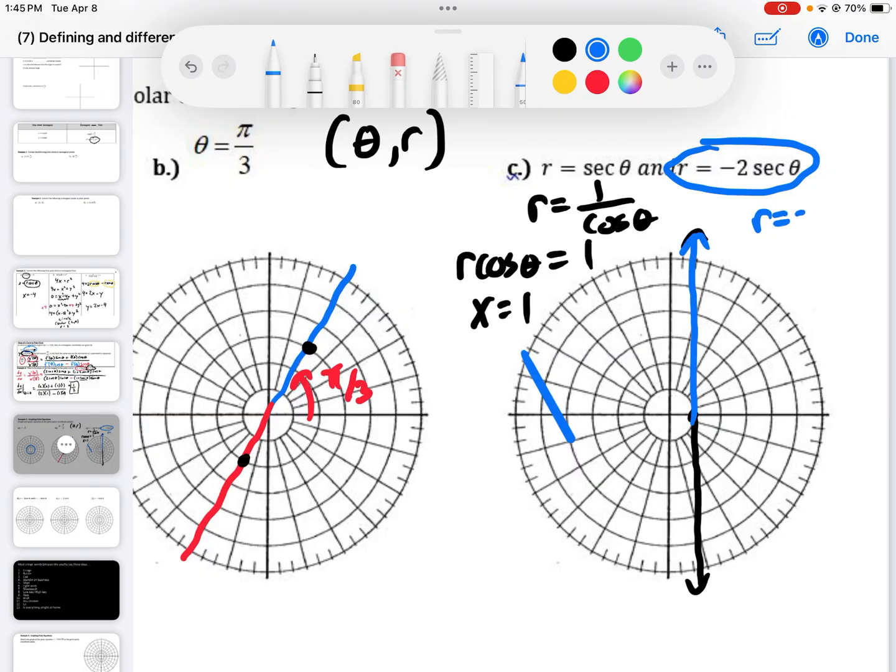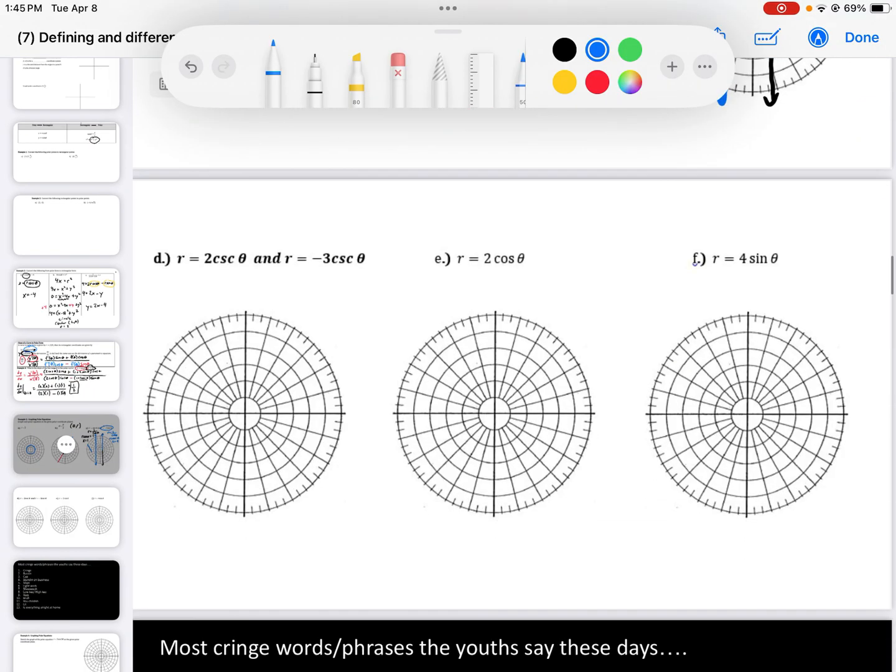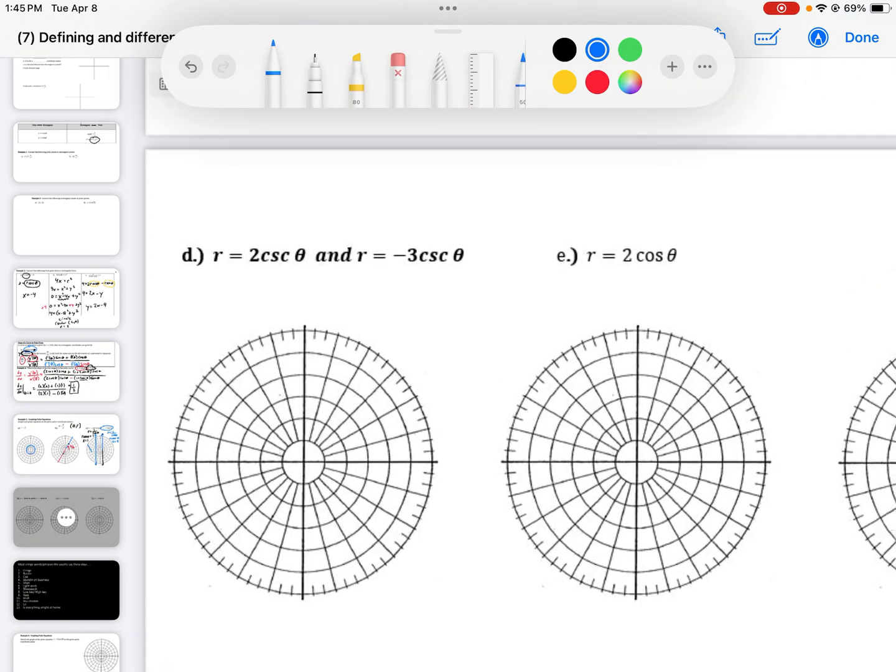X is 1. So the next one, if I want to graph this, I'm going to say, okay, r is equal to -2 secant. We said secant is 1 over cosine. Multiplied by cosine. So this time r cosine of theta is equal to -2. So this graph would just be x looks like -2. So there's radius 1, radius -2, x equals -2. So the radius is different, the theta is different, but all the coordinates will end up on that line where x is -2.